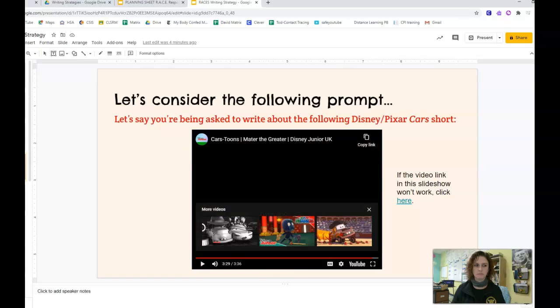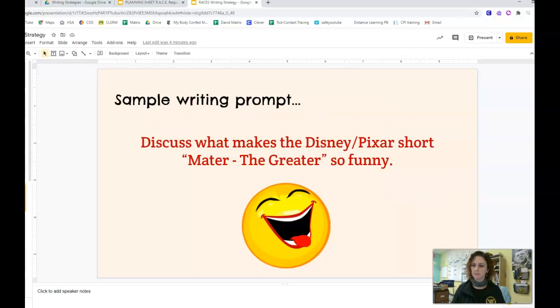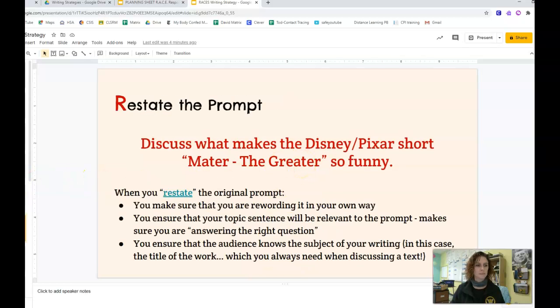Okay, so let's say this is our prompt. Discuss what makes the Disney Pixar short Mater the Greater so funny. Mater the Greater being the title of this short. We call it a short because it's a tiny little movie. Okay? Discuss what makes the Disney Pixar short Mater the Greater so funny. So we're going to go down through RACES and start with R. Restate the prompt. So I kept my prompt here so we can have it right in front of our eyes.